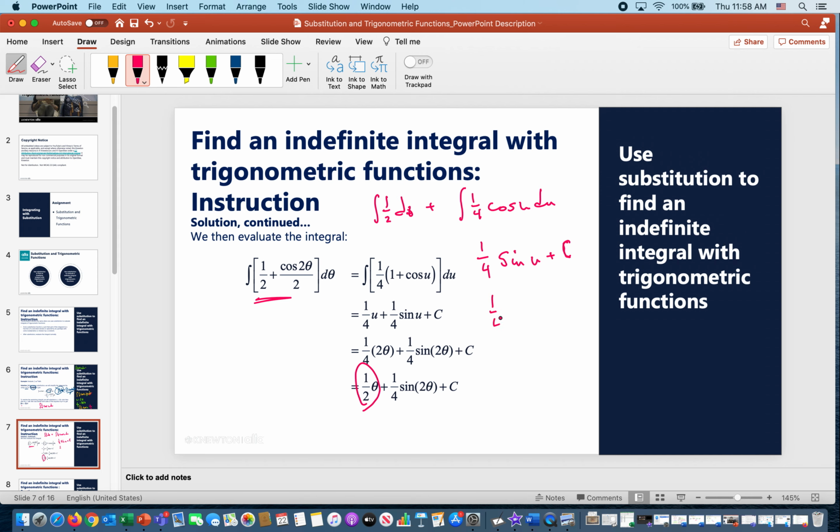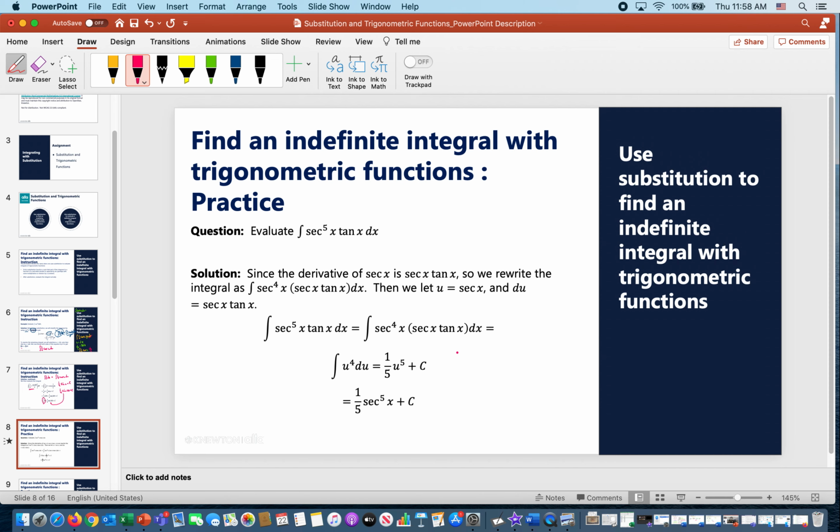And again, u was equal to 2 theta, so 1/4 sine 2 theta plus c. And you can see that is right here. So however you want to do the problem is fine. I did the problem a little bit differently than what you see here on Newton. I, again, encourage you, find that way that works for you, whatever your understanding. As long as you're getting the problem correct, you're doing it right.